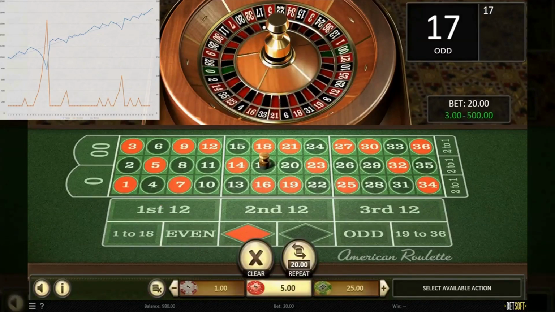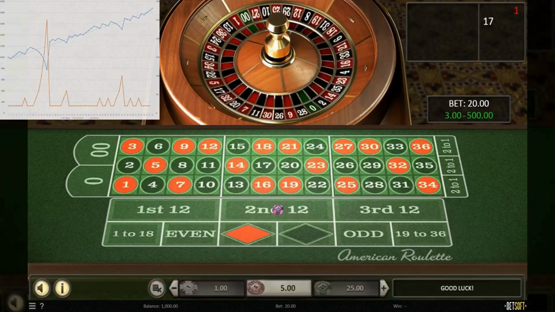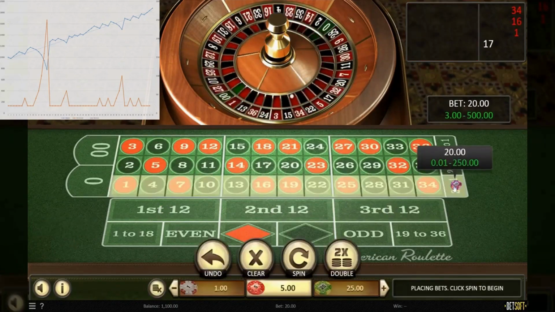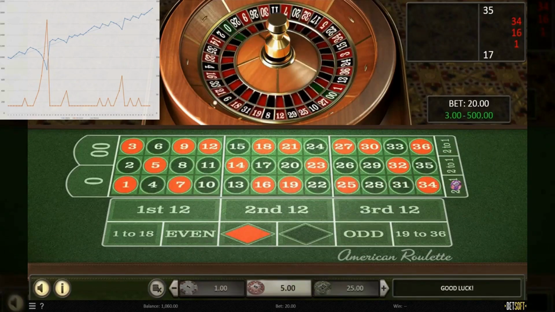Game number 4. Let's dive into the gameplay. This time we moved back to a double-zero table. We started with a $1,000 balance, and our bet units were $20 each.